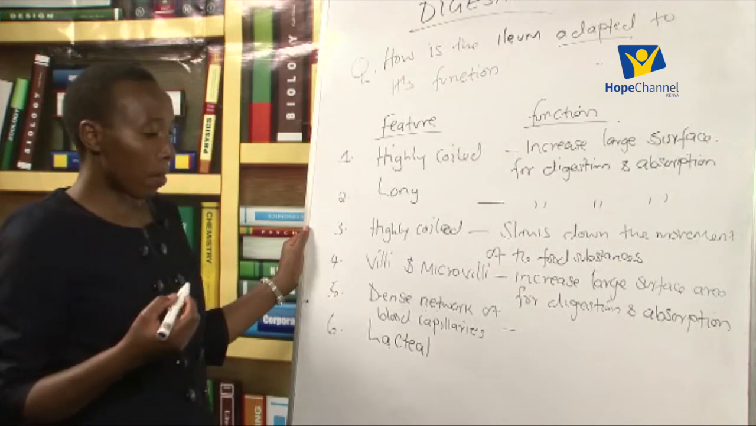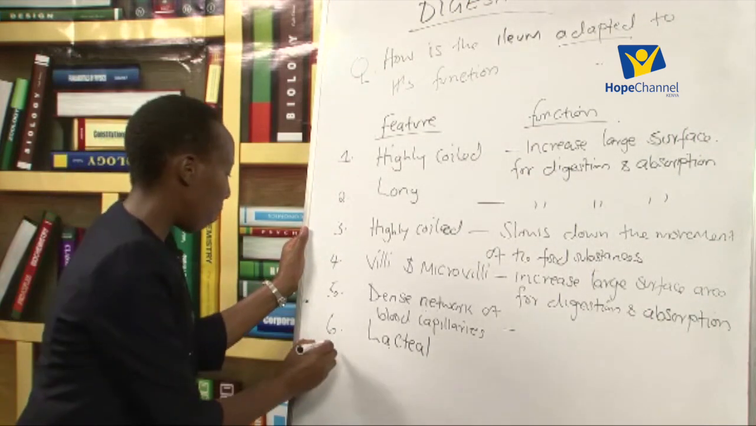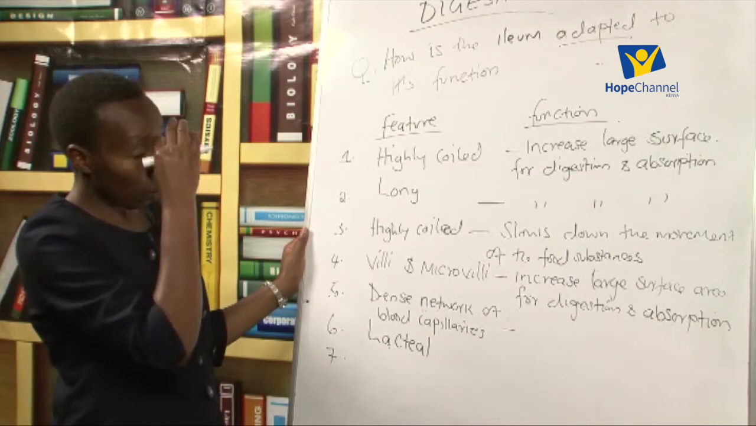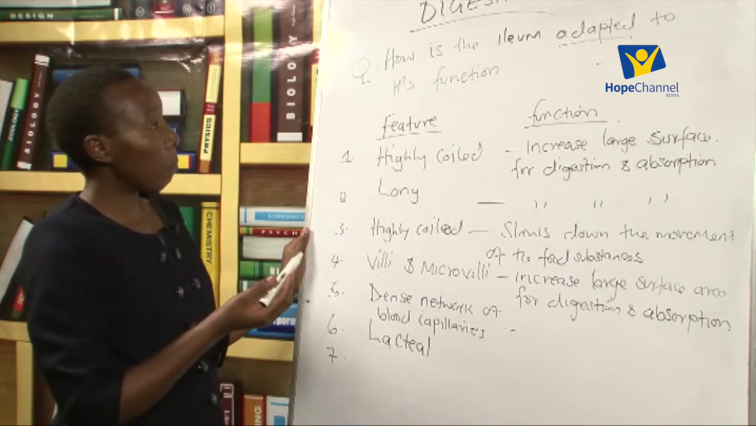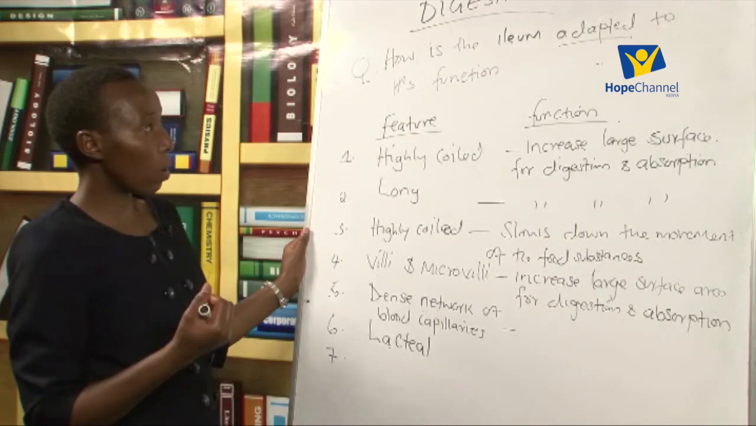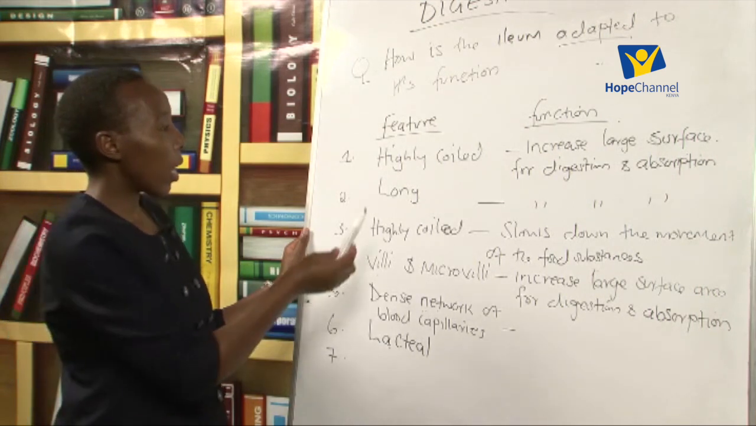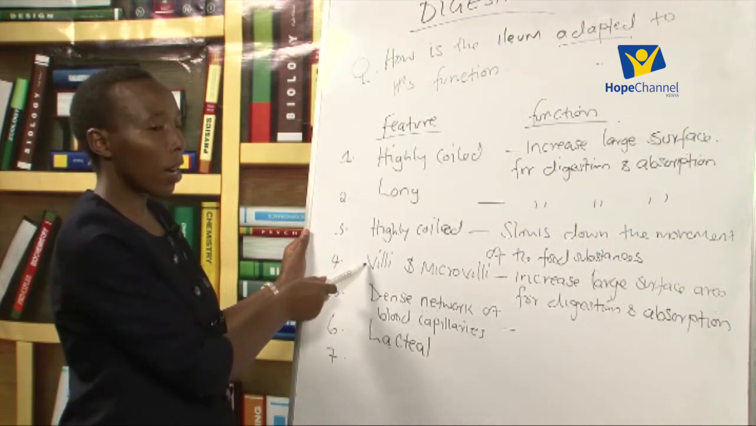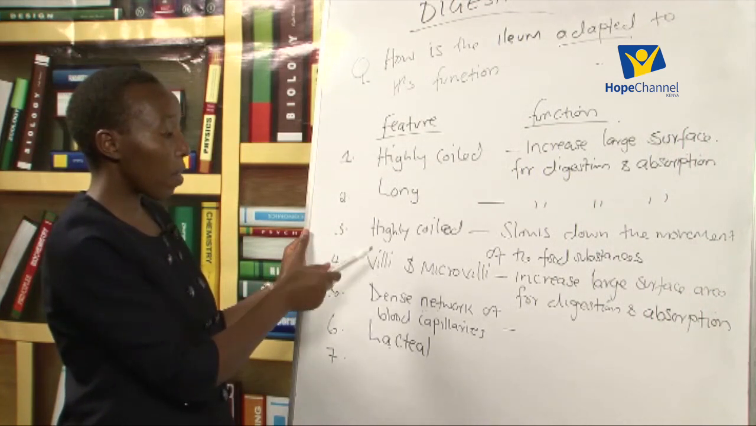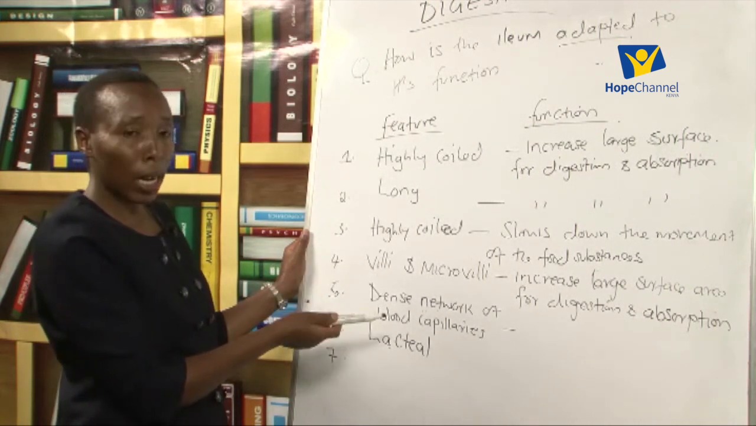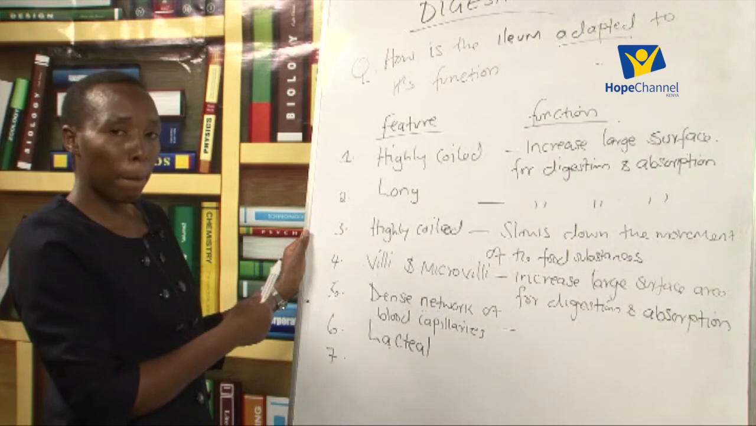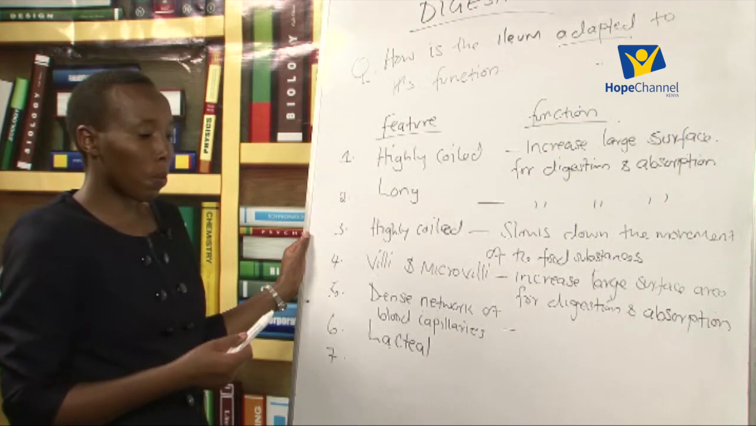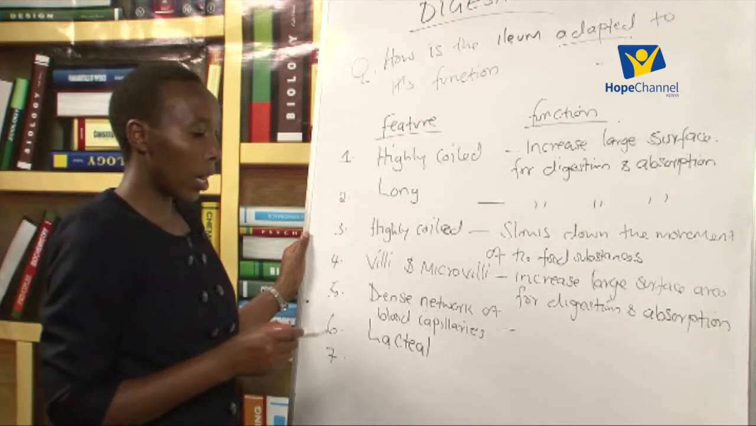Now, there are various features that we can mention about the ileum, but so far we can work with the ones we have mentioned on the board. For the ileum to do the two roles, that is digestion and absorption, it is highly coiled, it is long, there are numerous villi. We have the villi and the microvilli. We have blood capillaries into which the glucose and the amino acids are absorbed, and we also have the lacteal, which absorbs the fatty acids and glycerol.